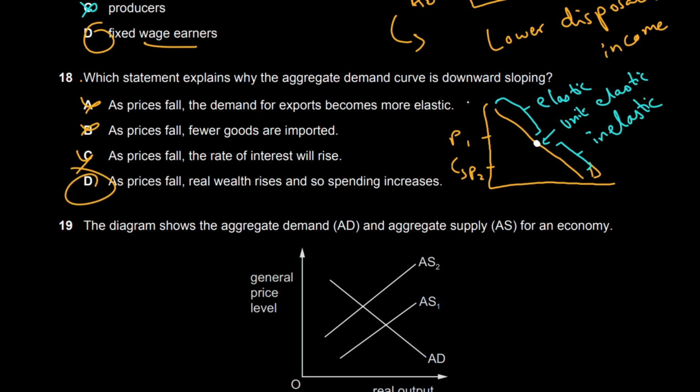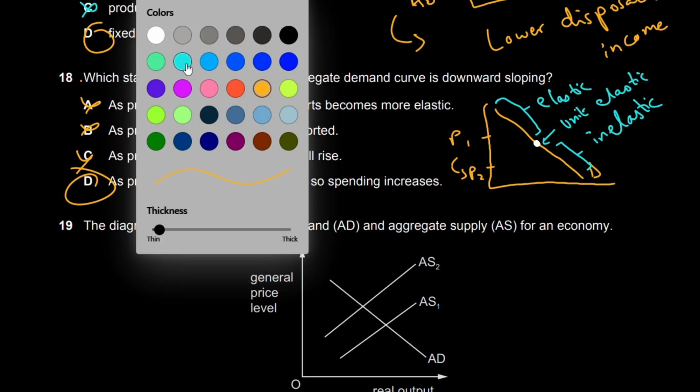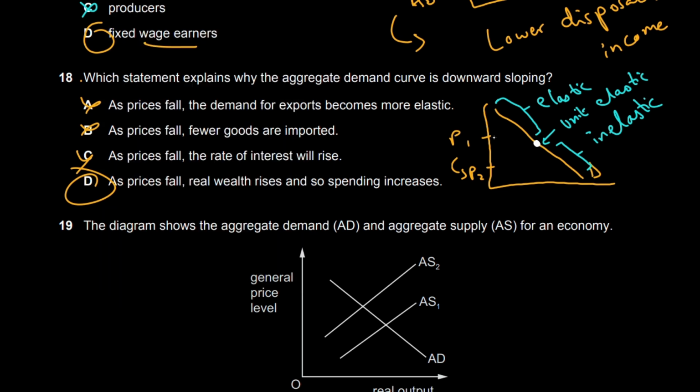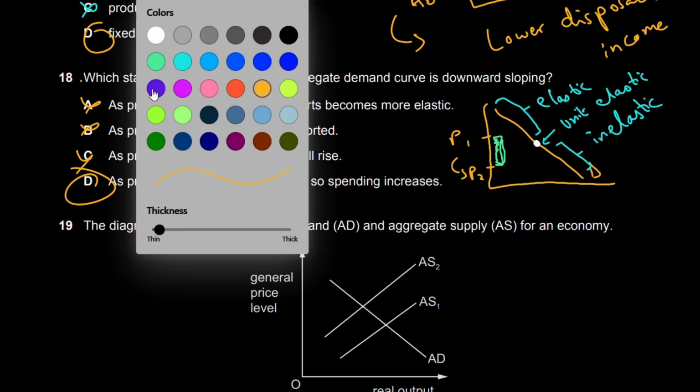Exactly. When prices fall, consumers' disposable income, or real wealth, will rise, from all this portion that I'm coloring in green. This is their gain in real wealth. Hence, they will spend more. Thus, their spending will increase. So the answer is D.